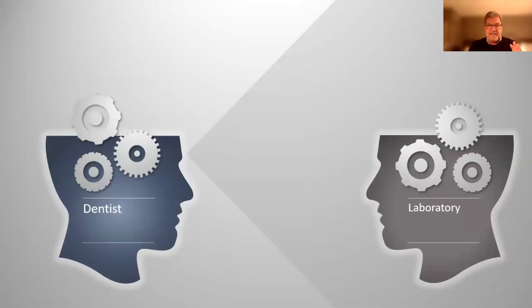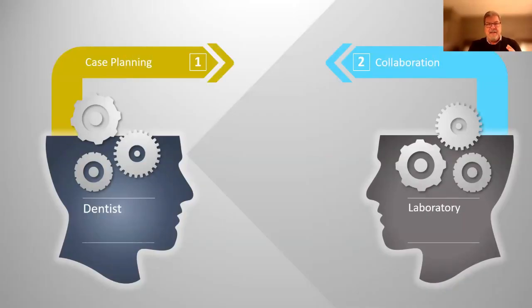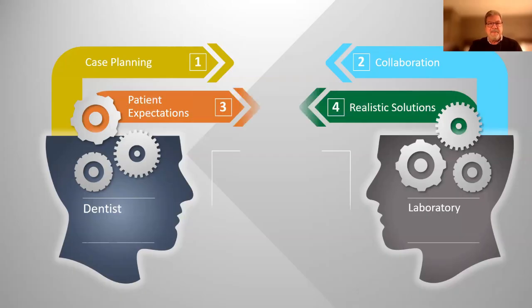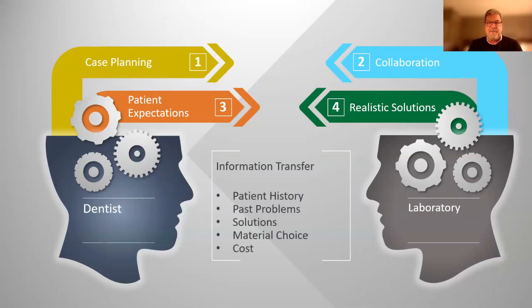So, talk about the dentist and the laboratory. Case planning and collaboration is essential with both sides. Patients have expectations, but we have to come up with realistic solutions. Sometimes we cannot do what the patient requests. We have to look at different things: the patient might have a difficult occlusal scheme, or maybe not enough room for an all-on-X case, something like that. We have to look for realistic solutions.